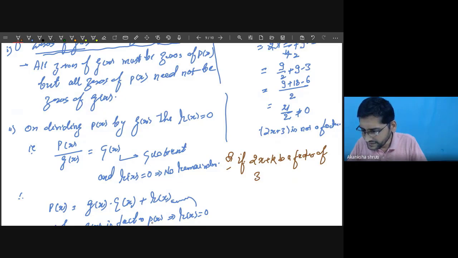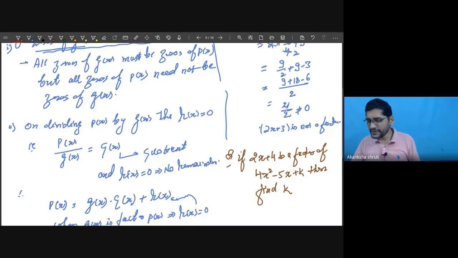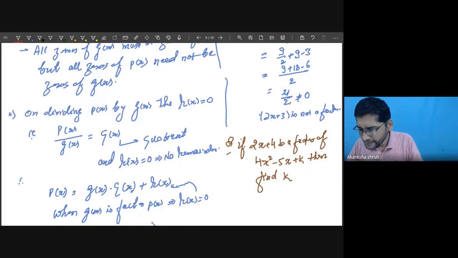Let me just take this as 4x square minus 5x plus k, then, sorry, take this as find the value of k. Take a very simple one at your level: 2x plus 4. Okay, so it is given that 2x plus 4 is a factor of 4x square minus 5x plus k, then find the value of k.